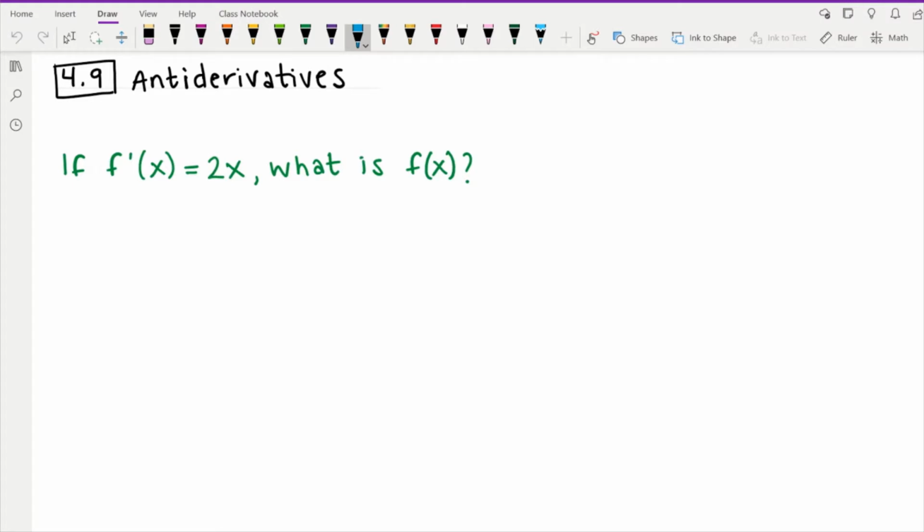I would ask you to see if you can come up with one possibility for what f of x was, but then see if you could come up with even more than just one possibility. Is there more than one function that f of x could have been?